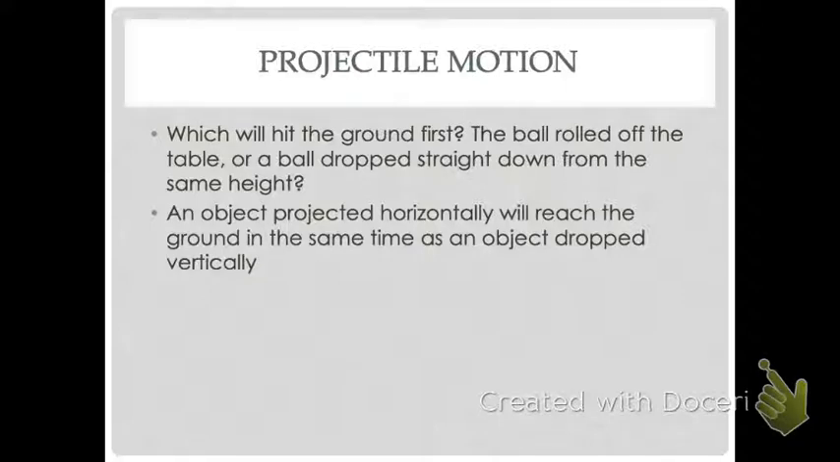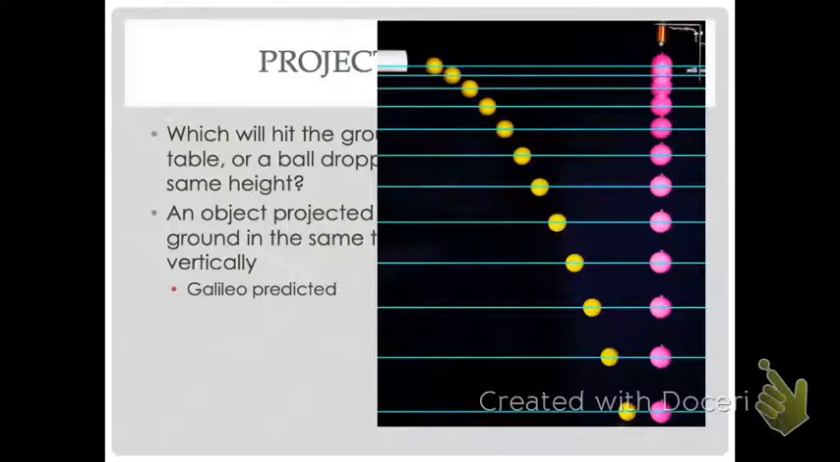Okay, so Galileo said that. I'm going to show you the picture of that. So the yellow ball was projected and the pink ball was just dropped, right? At these time interval pictures, they have exactly the same position. Yeah, this is Galileo's real footage.